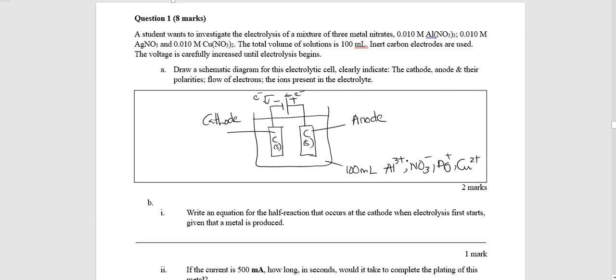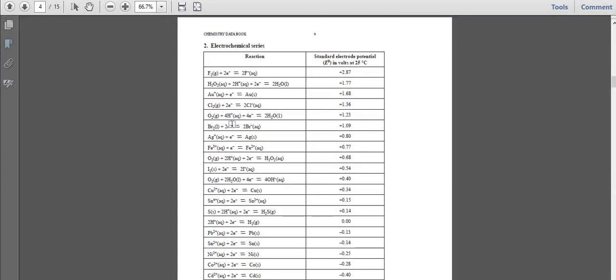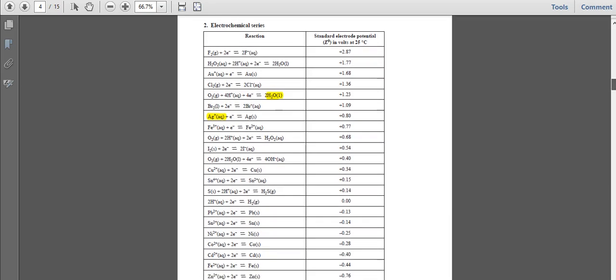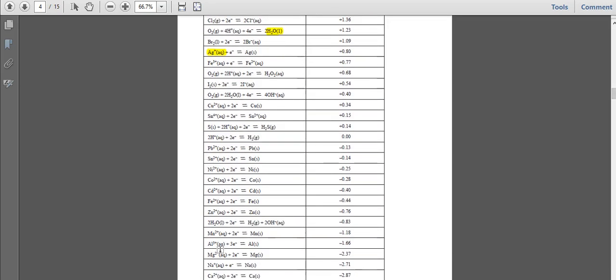Now we obviously also have H2O because these are solutions. So I'm just going to go back to the electrochemical series and highlight everything that's present. You don't need to consider nitrate ions because for most cases we're going to assume that it is inert. So I have aluminium, silver, copper, and water. So aluminium's here, copper is here, and let's add water.